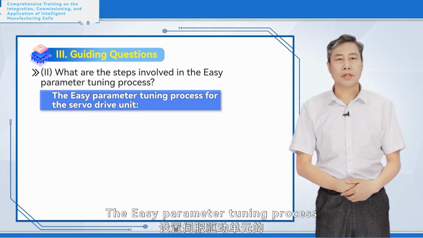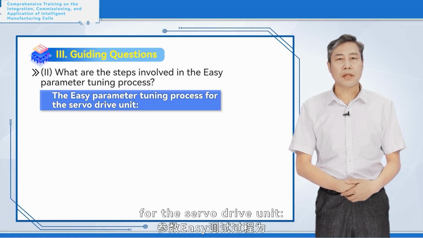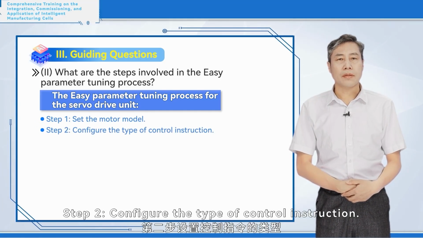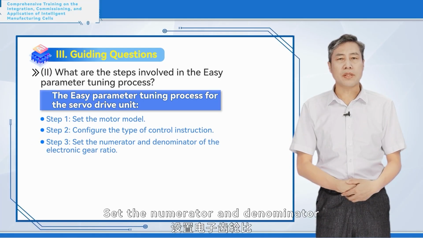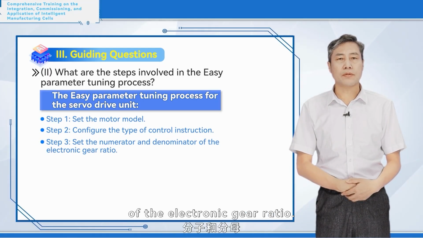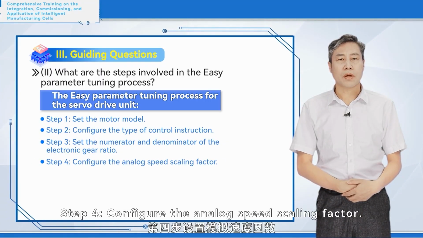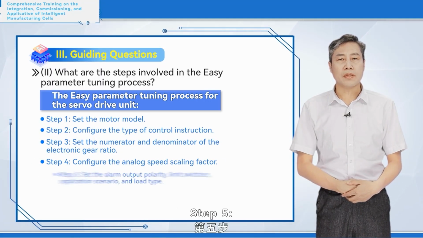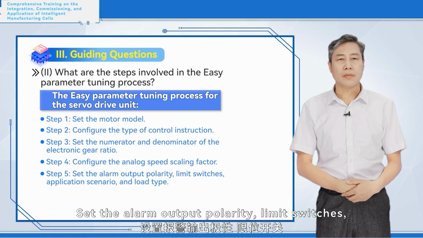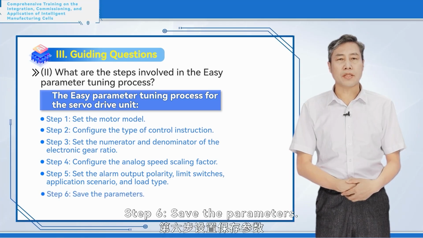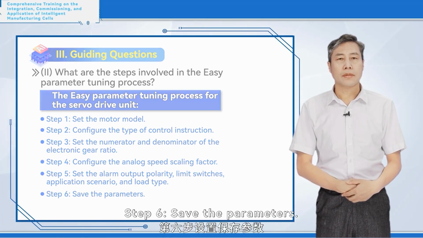2. What are the steps involved in the easy parameter tuning process? The easy parameter tuning process for the servo drive unit. Step 1. Set the motor model. Step 2. Configure the type of control instruction. Step 3. Set the numerator and denominator of the electronic gear ratio. Step 4. Configure the analog speed scaling factor. Step 5. Set the alarm output polarity, limit switches, application scenario, and load type. Step 6. Save the parameters.